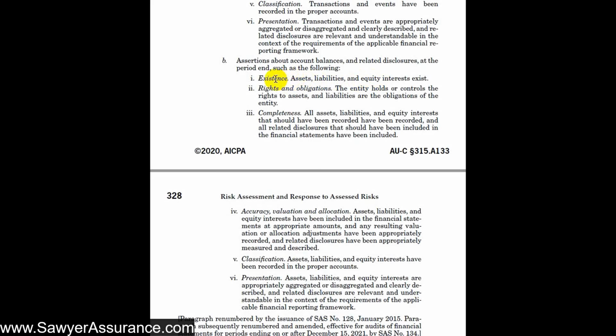So do these assets actually exist? Do the liabilities actually exist? Do the equity interests actually exist? So if the entity has recorded a building on its books, does that building actually exist or not?